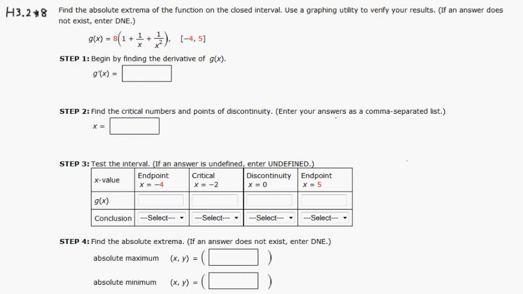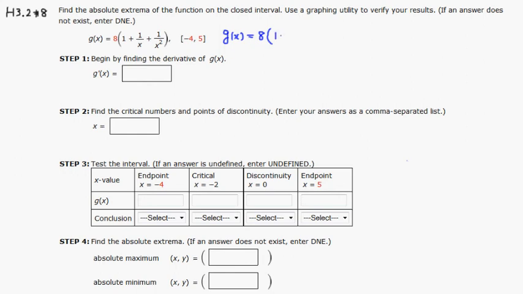Okay, let's go over homework 3.2, number 8. Right. So the first thing, step 1, is that we have to find the derivative of this function. So I'm going to first rewrite this function here. So g of x is equal to, right? So 8 is just a constant out here, right? And so we have 1 is 1, right?